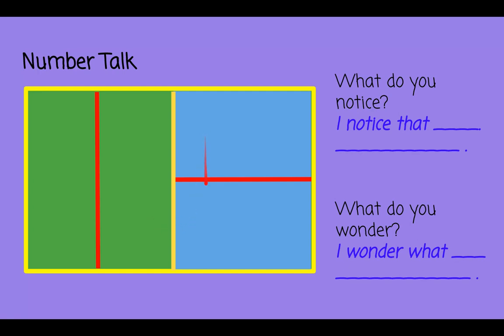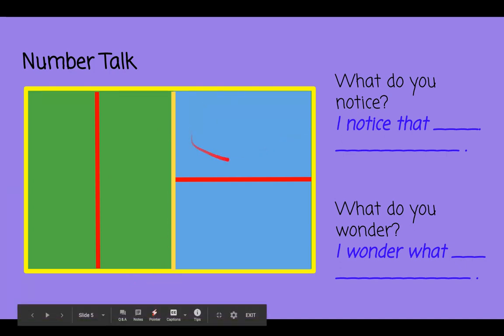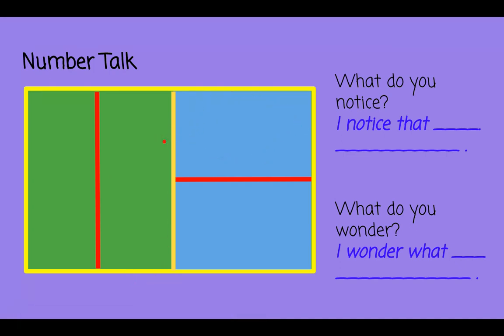What else do we notice? It looks like there are 2 blue shapes, and there are 2 green shapes. Those 2 look to be about the same. These 2 look to be about the same. Interesting. Maybe what do you wonder? I wonder if, since this is 1, 2, 3, 4 pieces, 4 parts of this rectangle, does that mean that the green is the same as the blue? If it's broken into 4 equal shares, then that should mean that these 2 shapes are the same. Let's talk a little bit more about that today.